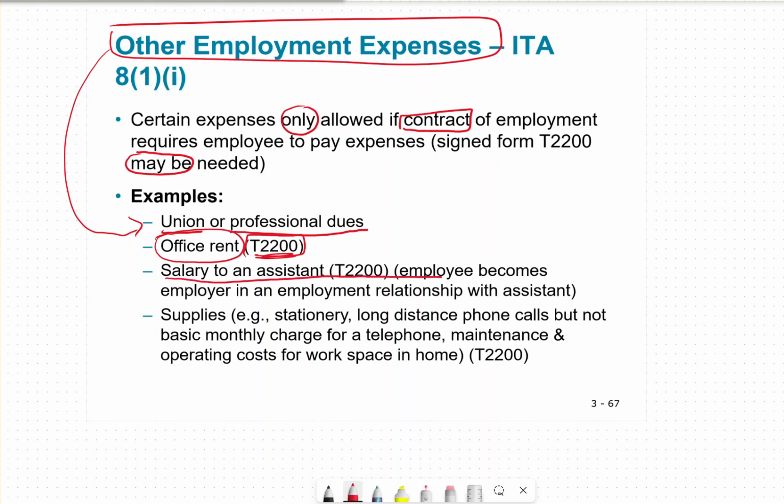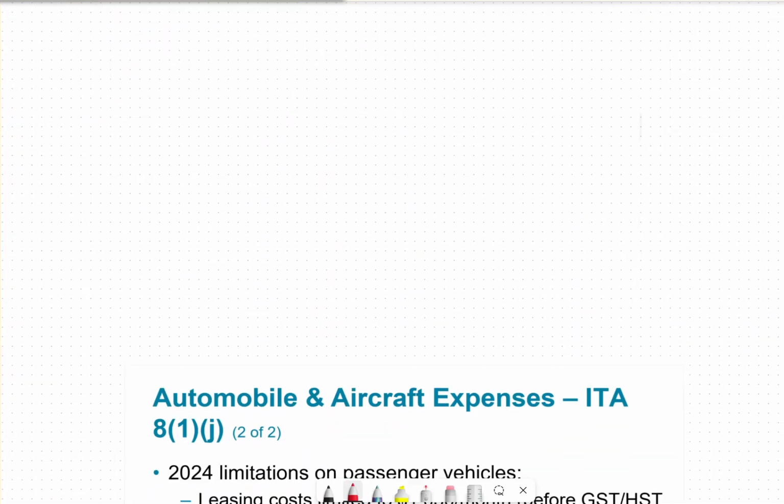Salary: if you needed to hire a receptionist, the employer has to tell you that you should have a receptionist. It's in your contract that you are allowed to hire someone and you're going to pay them. If you're going to pay them, you're allowed to deduct that as an expense. Of course, if you have an office, you're going to have stationery, you're going to be making long distance calls, you're going to be paying maintenance and operating costs for the workspace in the home. So this office could be at home, or you could rent it somewhere else. It depends on the contract, or depends on your company.